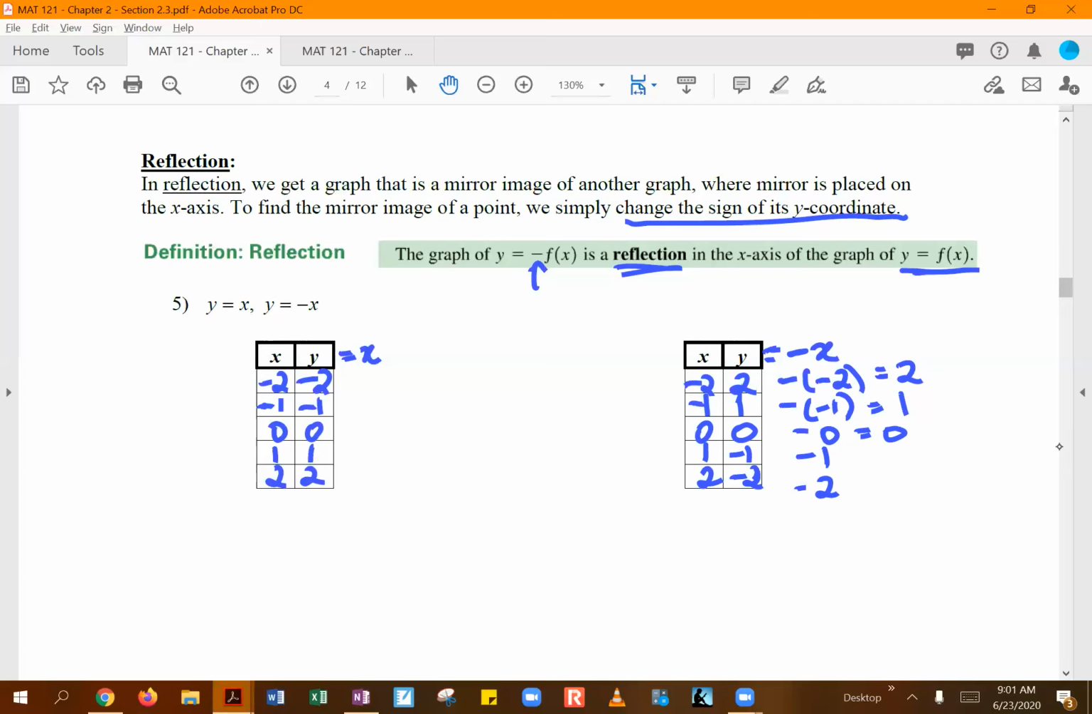So this is basically what they're saying. Change the y coordinate signs from the original function. So original functions where you had negative 2 and negative 1, they now become positive 2 and positive 1 in the reflection. 0, of course, will stay the same. And then the positive 1 and positive 2 now become negative 1 and negative 2 in the reflection function.